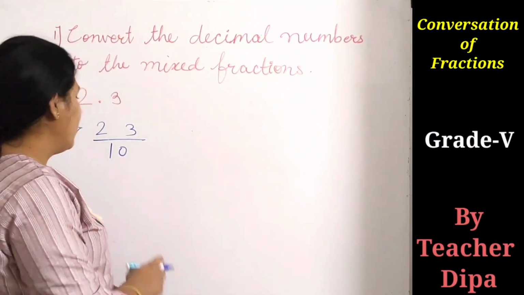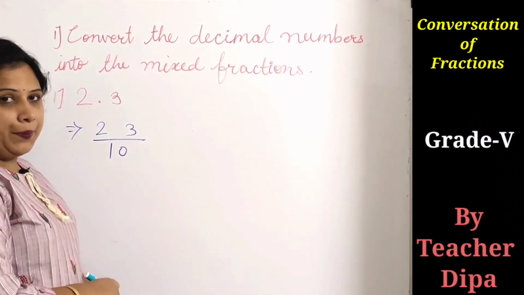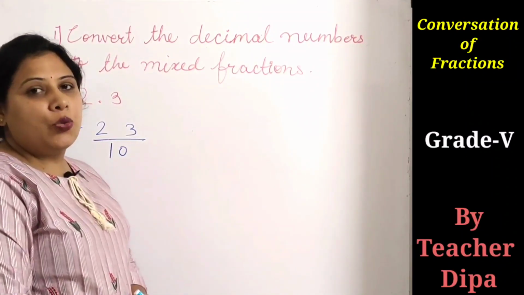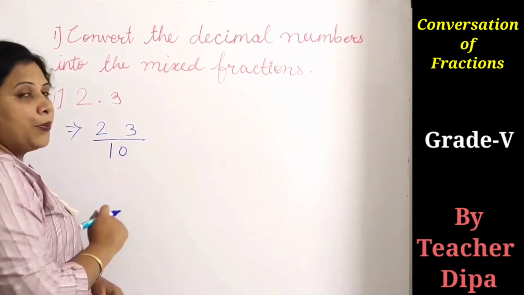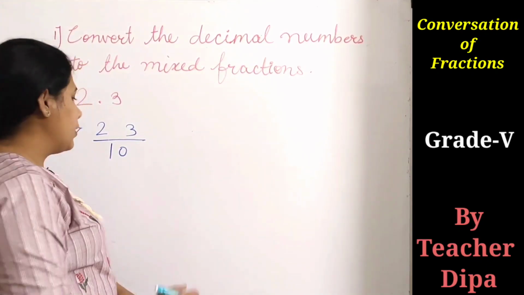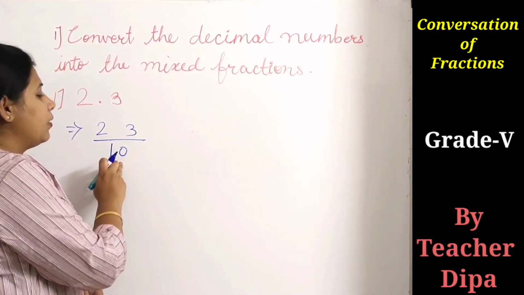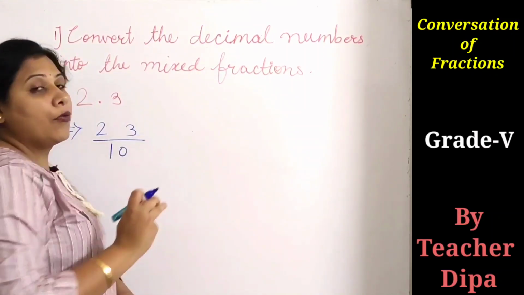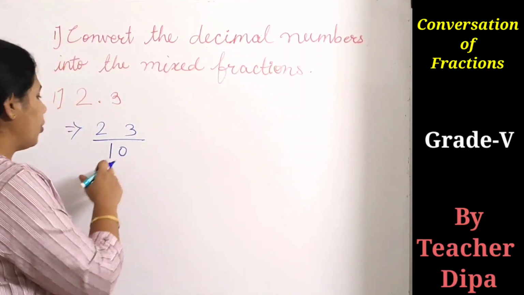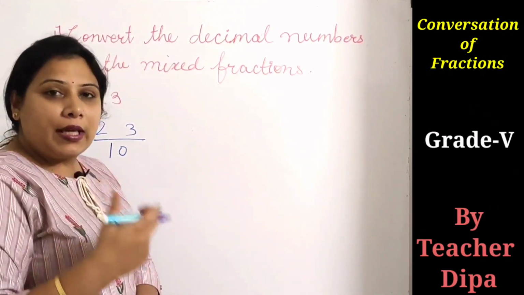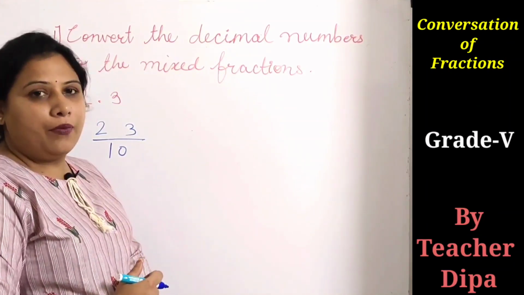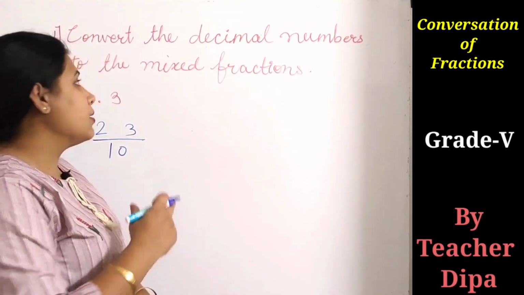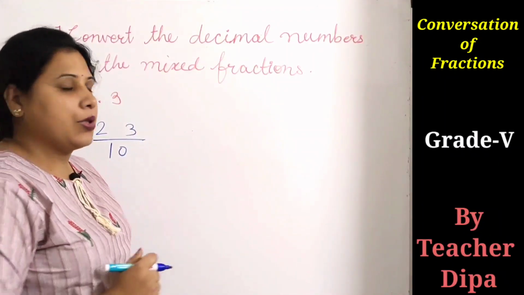So you can see here 10 is the denominator and 23 is the numerator. In an improper fraction, the denominator is smaller than the numerator, or we can say the numerator is bigger than the denominator. That time we say that the fraction is an improper fraction. So now the improper fraction is converted into the mixed fraction.